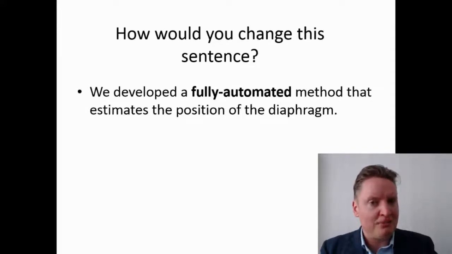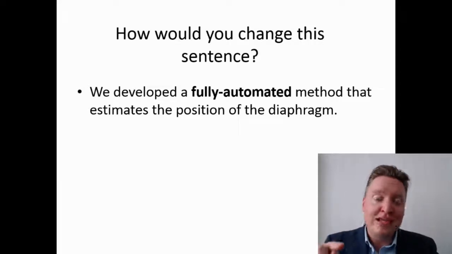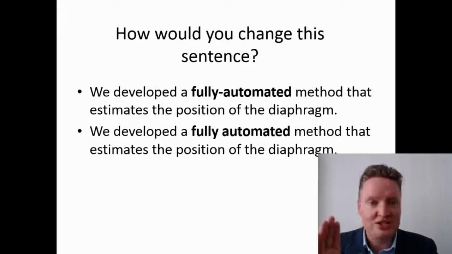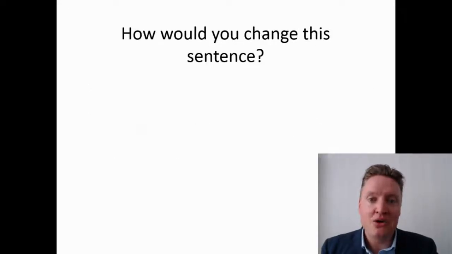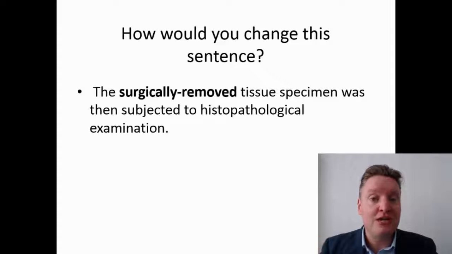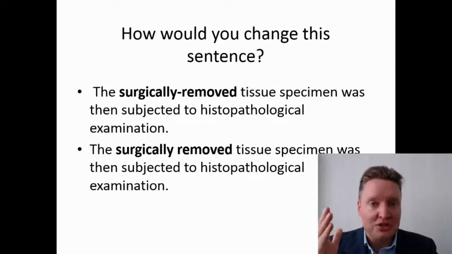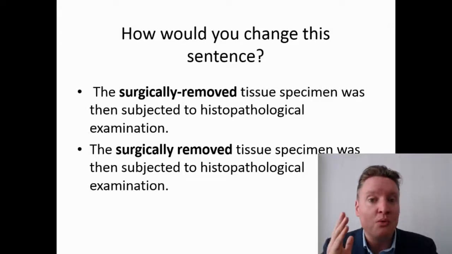We don't say, for example, we developed a fully-automated method. No, fully already means hyphen, so we wouldn't need to repeat the hyphen there. We would just say fully automated without the hyphen. Or another example here, surgically-removed. No, just say surgically removed without the hyphen. We don't need a hyphen following ly.